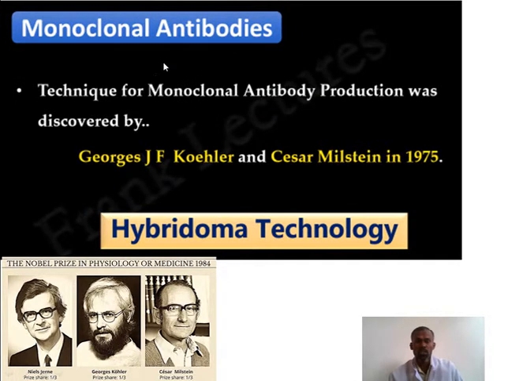This technology was discovered by three scientists, Georges J.F. Kohler and Cesar Milstein in 1975, together with Niels Jerne, and they developed this technology for monoclonal antibody production. They got a Nobel Prize in 1984 because this technology worked worldwide.